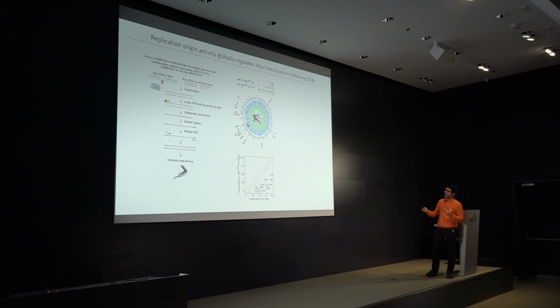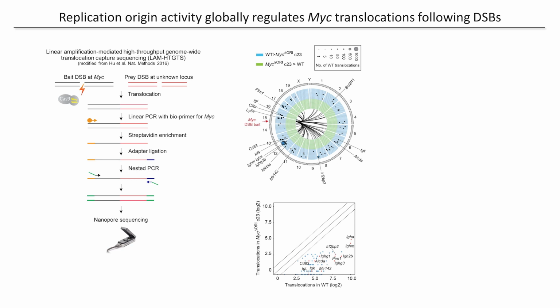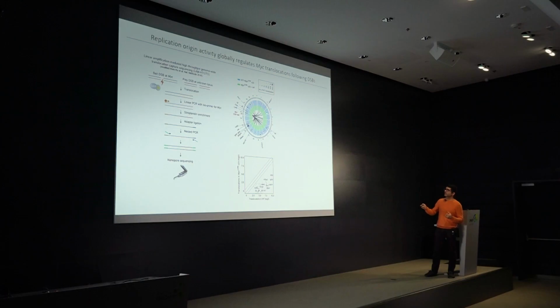The circus plot on top shows you the same result. You have all the chromosomes lying around here. The MYC is at chromosome 15, where the bait is, and all of these arcs tell you where each translocation lies. It's essentially a fold change plot. So what you see here, everything in blue, are the translocations where you had more translocations in the wild type. And if there was something in the green part, it would have meant that you had more translocations in the delta Ori line. And what this essentially shows you is that all of your translocations are in the blue part, which means that all of them were downregulated when you lost the origin of replication. And the same was seen when we depleted the MCM complex.